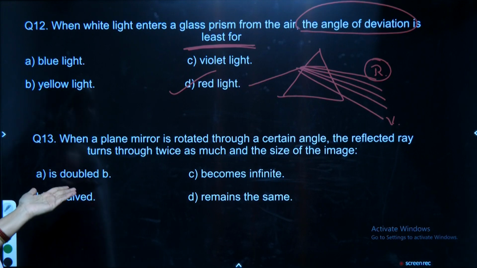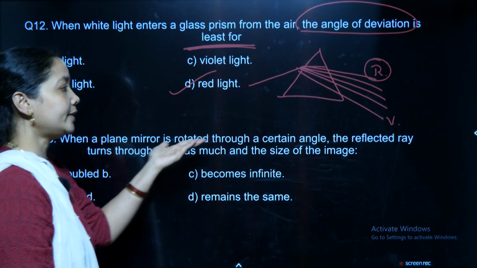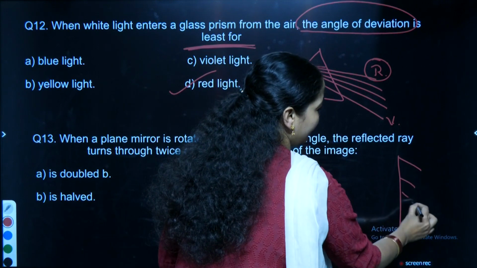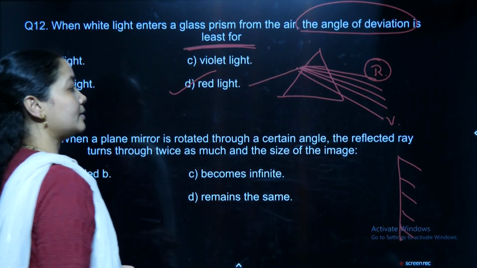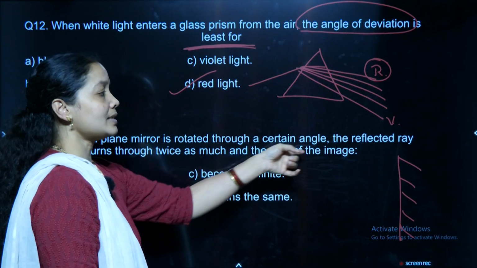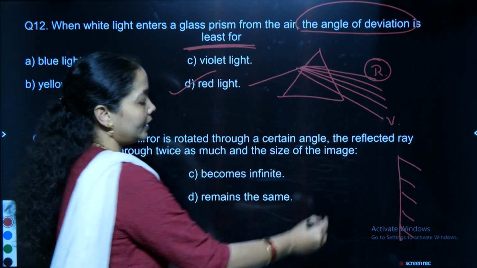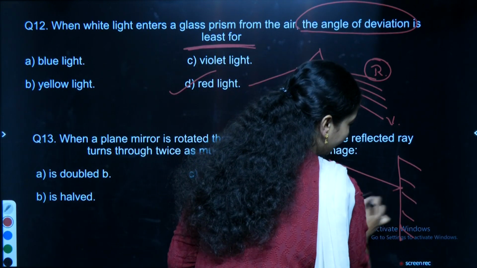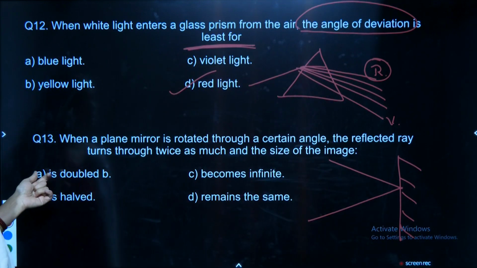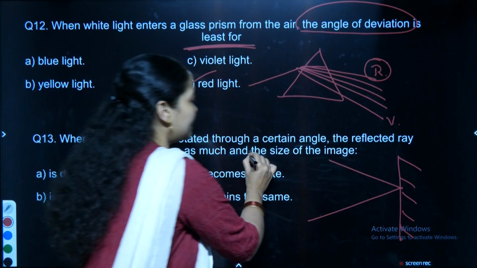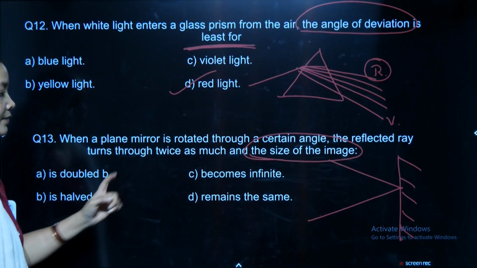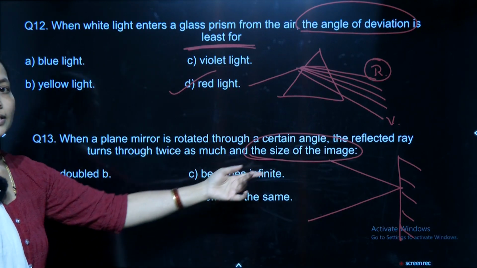13th question. When a plane mirror is rotated through a certain angle, there is a plane mirror. Let us consider this to be the plane mirror. It is rotated, it seems. The reflected ray turns through twice as much as the size of the image. That means if an incident ray is like this, the reflected ray is twice, it seems. They are bothering about the size of the image. It is doubled, halved, becomes infinite, remains the same.